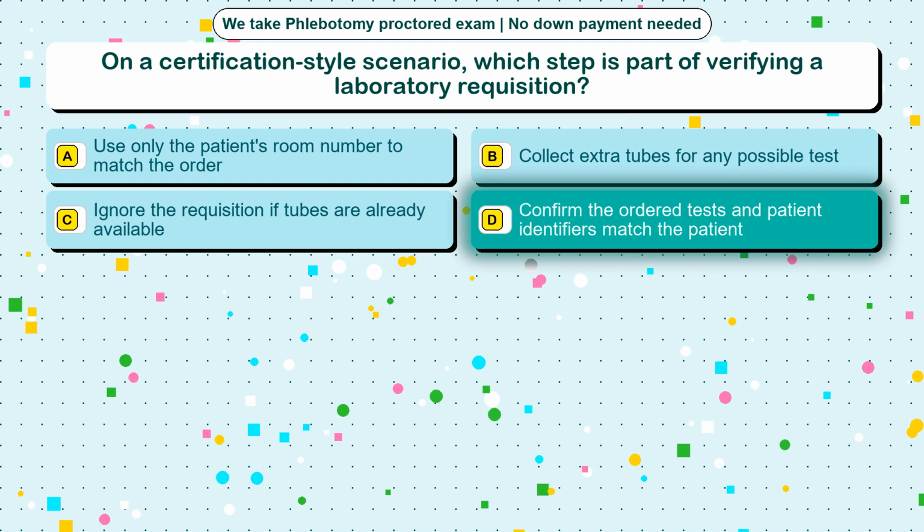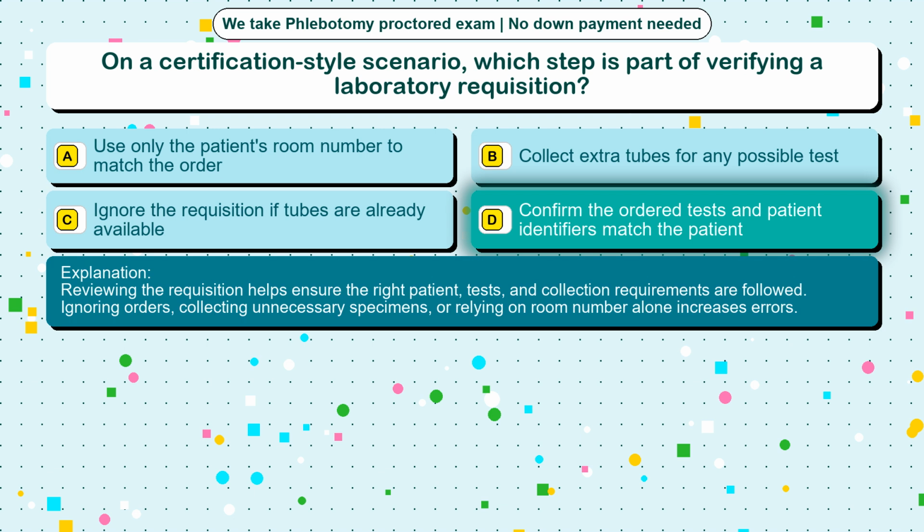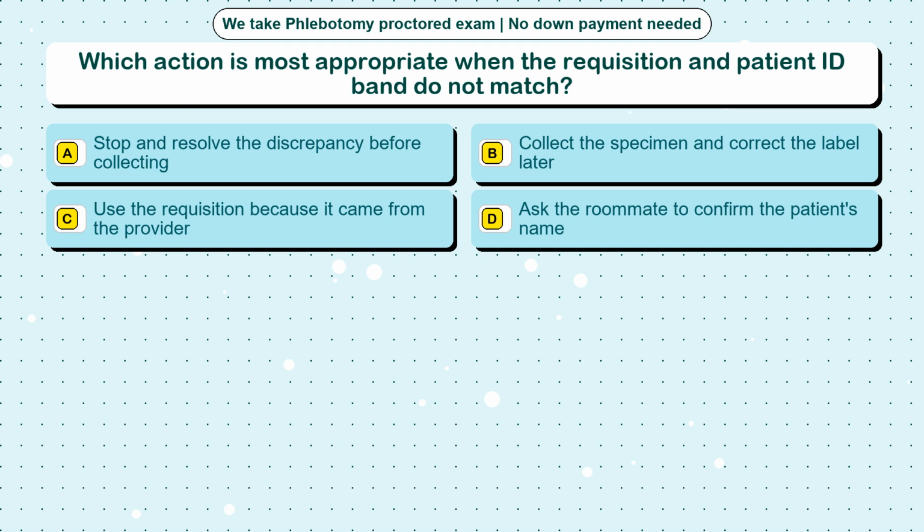Confirm the ordered tests and patient identifiers match the patient. Reviewing the requisition helps ensure the right patient, tests, and collection requirements are followed. Ignoring orders, collecting unnecessary specimens, or relying on room number alone increases errors. Question 79. Which action is most appropriate when the requisition and patient ID band do not match?